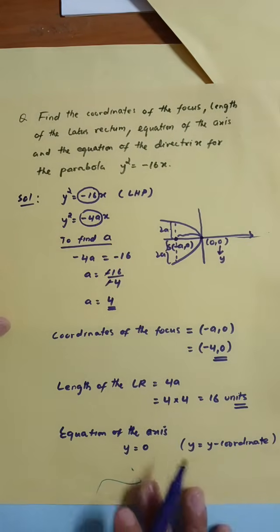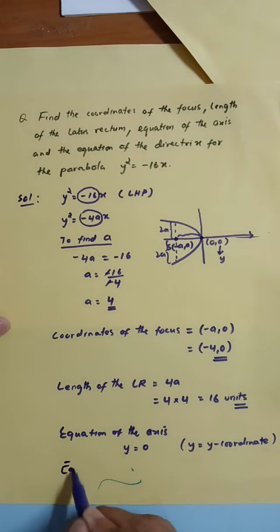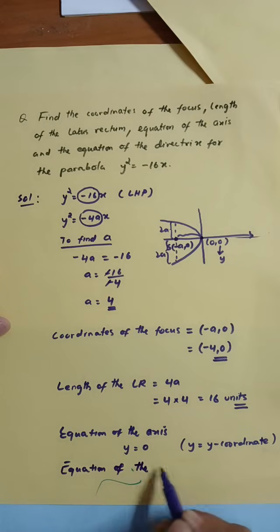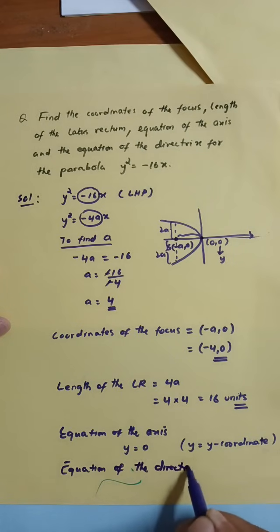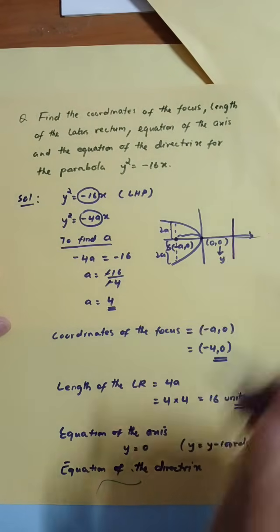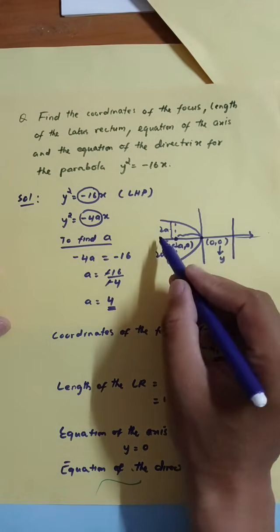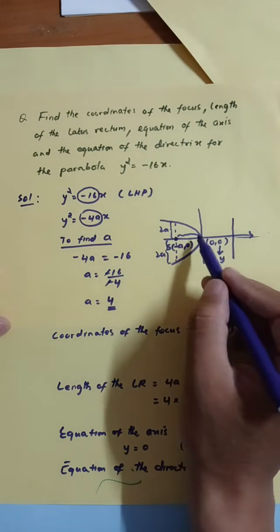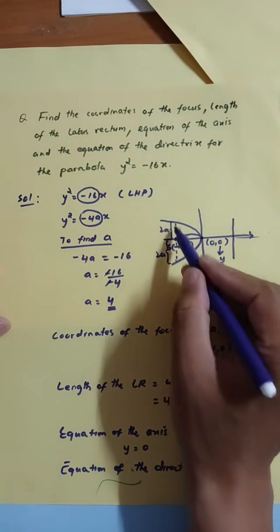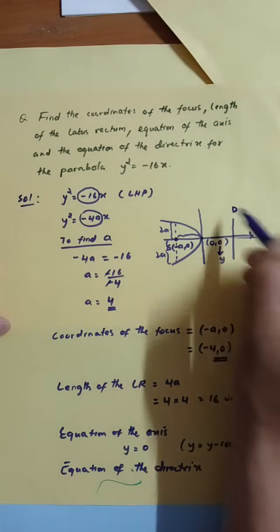The next thing: equation of the directrix. The directrix is a line, and it will be outside the parabola, not inside. The latus rectum should be inside the parabola, but the directrix is outside the parabola.